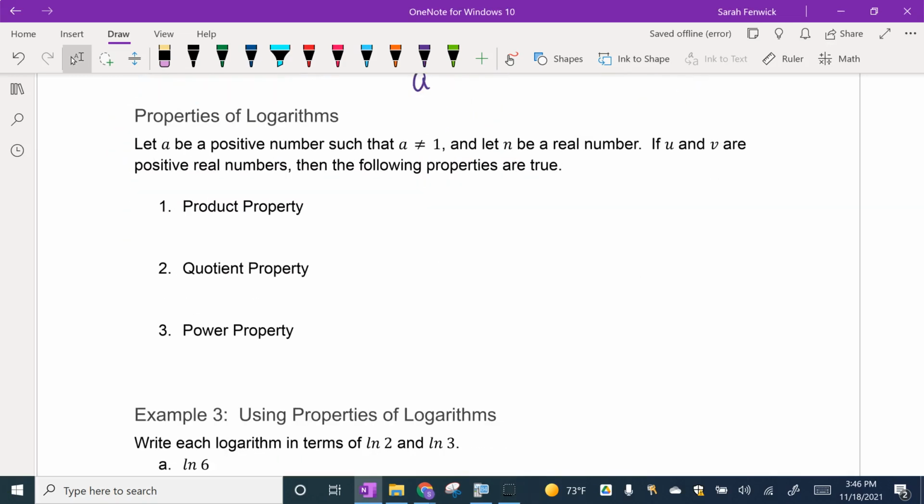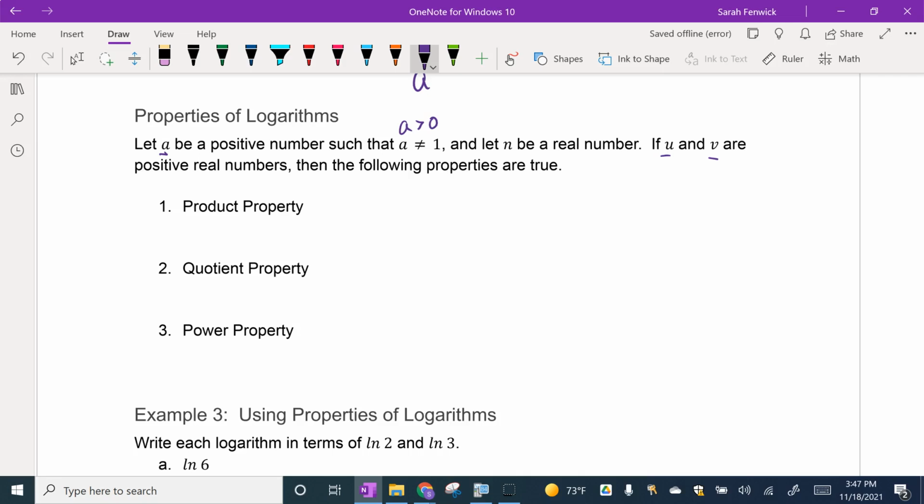So when we get down here for our properties of logs, a is a positive number such that a doesn't equal 0. So in other words, a doesn't equal 1. A is greater than 0 and a doesn't equal 1. n is any real number. If u and v are positive real numbers, then the following properties are true.